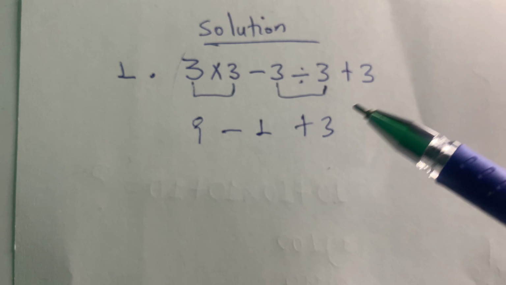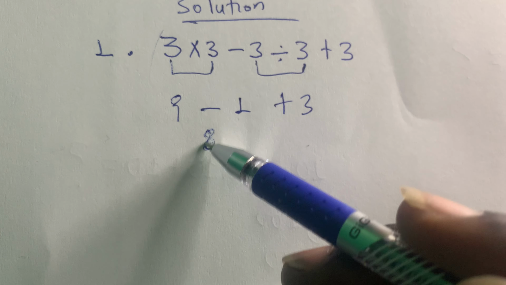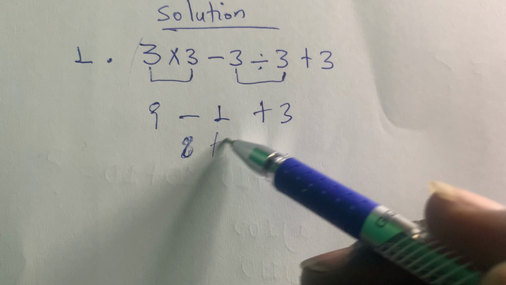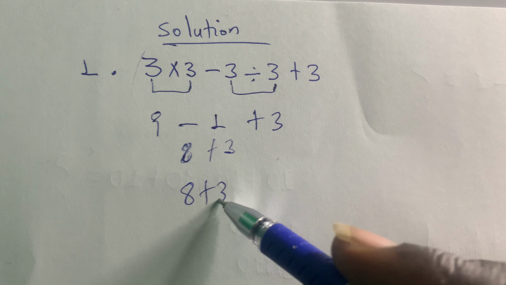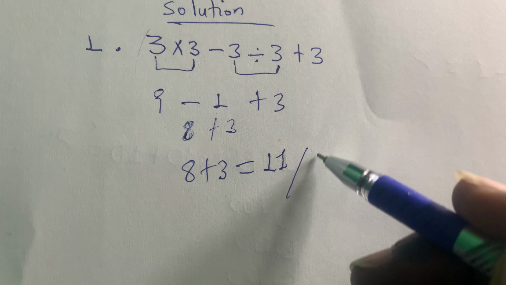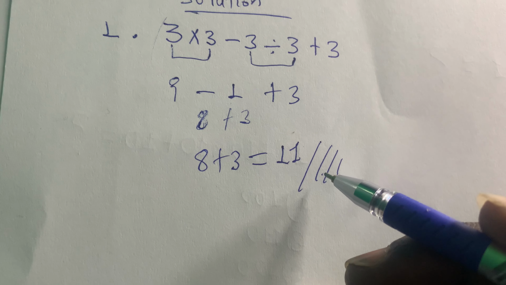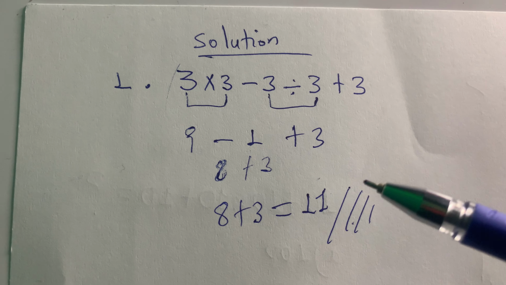9 minus 1 is equal to 8, okay? 8. And then plus 3, just like that. Okay, 8 plus 3 is equal to what? Is equal to 11, and that is the final answer. Okay, so please keep on practicing this way.